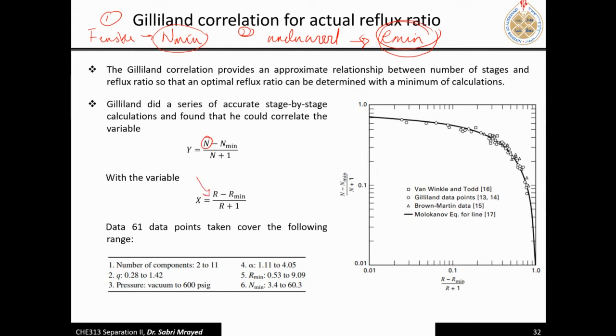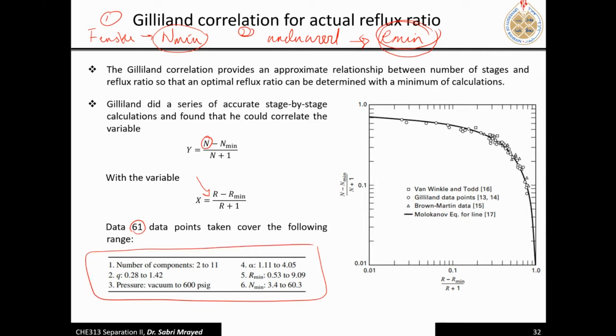Now, what you see here is a figure that is approximated by 61 data points taken over the following ranges. So they went and did some experimental work, and they tried to come up with this general figure. But here are the conditions at which this figure is generated.